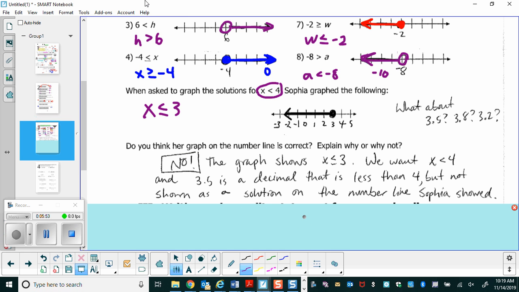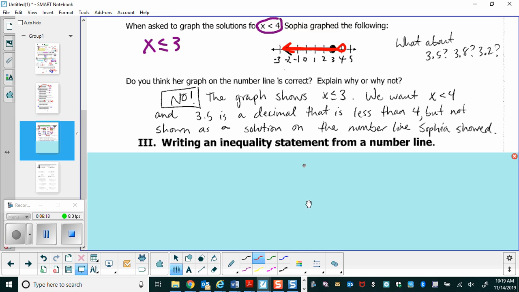The graph only shows x is less than 3, and we want less than 4. And for example, 3.5 is a decimal that's less than 4 and should work, but would not be shown as a solution here on the number line. So what Sophie should have done was the open circle on 4 and everything less than that. And now all of the decimals between 3 and 4 would be included in the answer, okay?